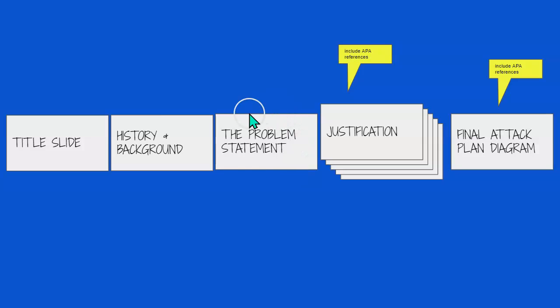You will have your final refined problem statement, and this is going to be your working problem statement all year long. So if you get lost along the way, go back and revisit your problem statement. Remember what you're trying to solve. You will have 5 slides about justification, and this is really giving me an APA reference, the title of the work, and then how that piece supports your problem or your attack plan. And I'll show you an example in just a moment.